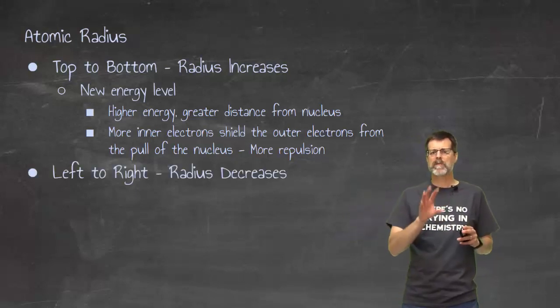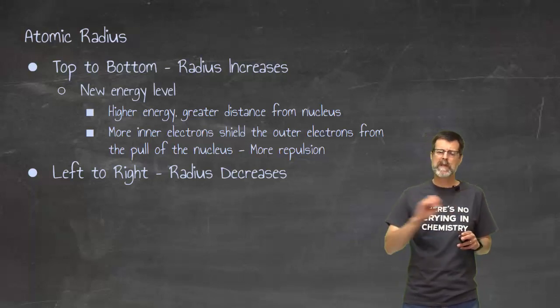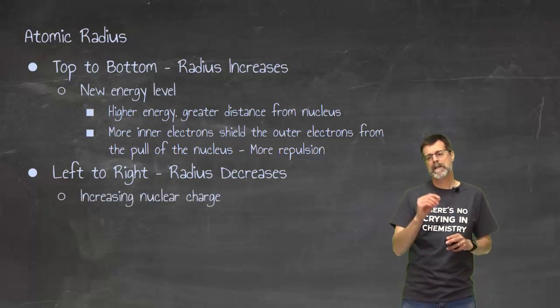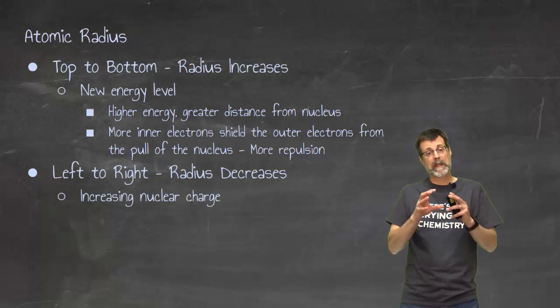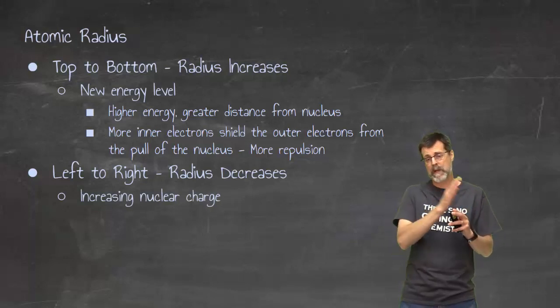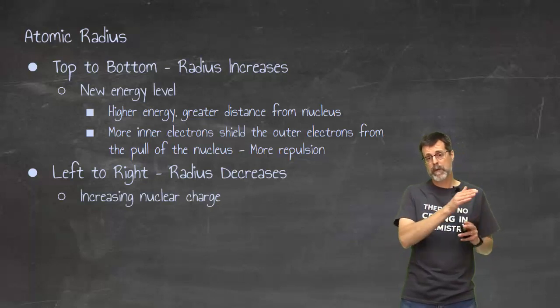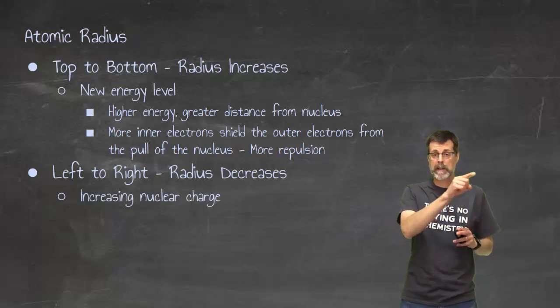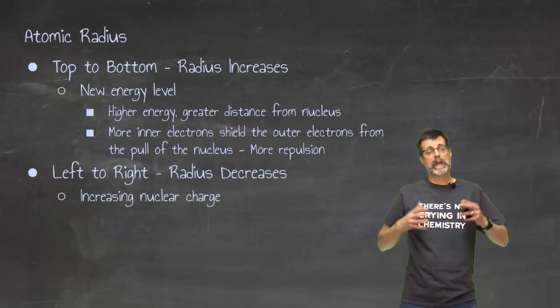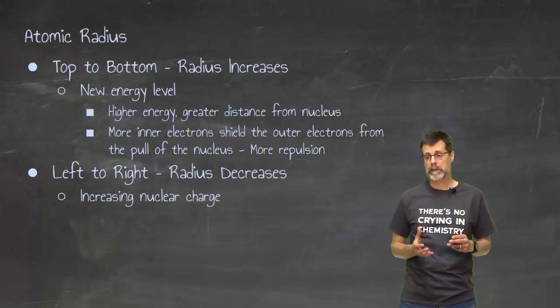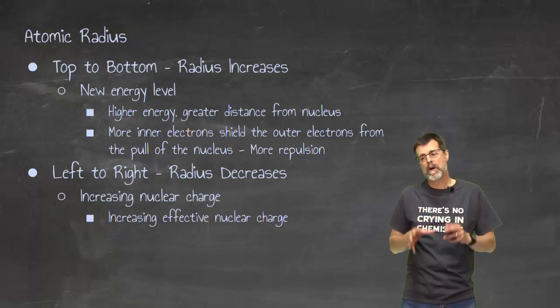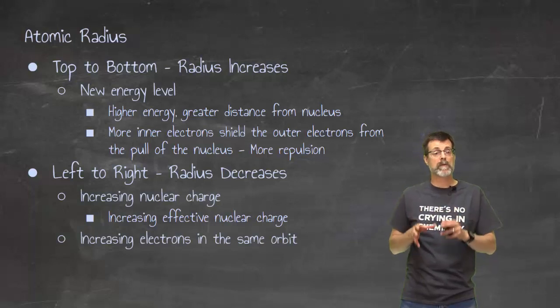Left to right's a bit trickier because the radius goes down. As the radius goes down, what I'm doing is I'm increasing the amount of nuclear charge. Every time I go one more to the right on the periodic table within a row, I'm adding an electron and a proton, so I'm increasing the amount of things that are attracting to each other, but I'm also not changing the amount of core electrons.